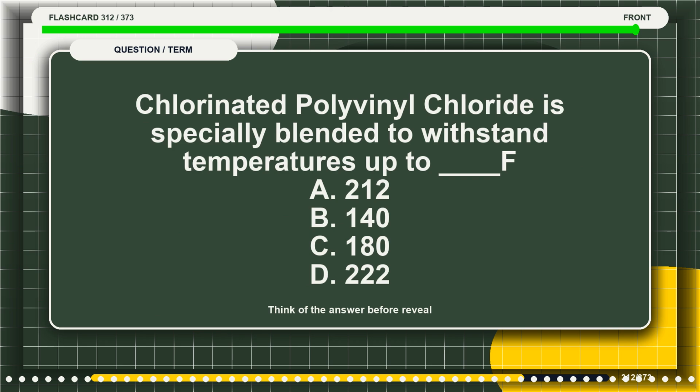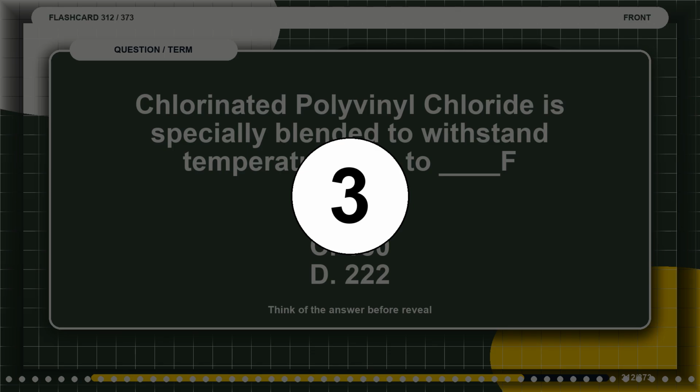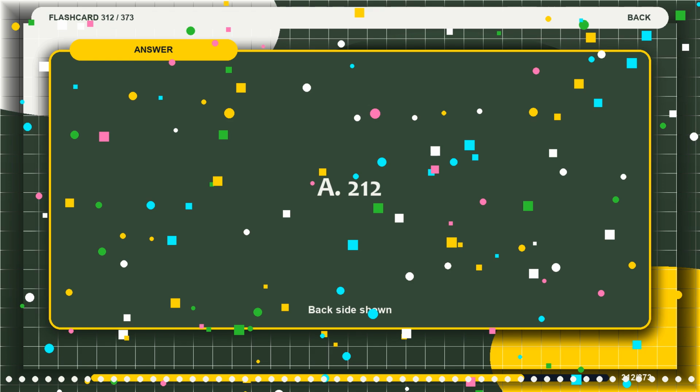Flashcard 312. Chlorinated polyvinyl chloride is specially blended to withstand temperatures up to blank °F. A. 212, B. 140, C. 180, D. 222. Think of the answer before the reveal. The answer is A. 212.